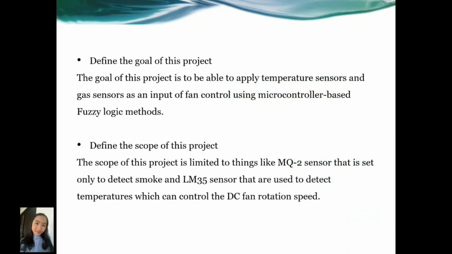Next, the goal of this project is to be able to apply temperature sensors and gas sensors as an input of fan control using microcontroller-based fuzzy logic methods. And the scope of this project is limited to things like the MQ2 sensor, which is set only to detect smoke, and the LM35 sensor, which is used to detect temperature, which can control the DC fan's rotation speed.